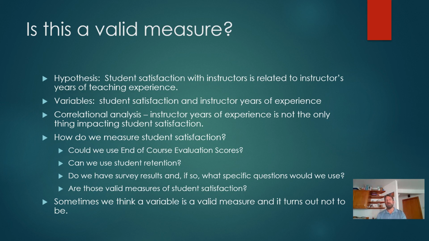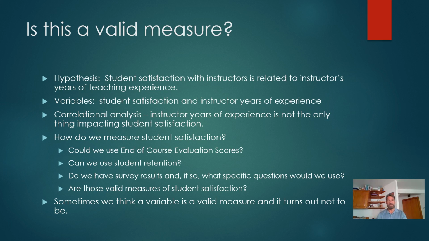Now those two variables look pretty clear, but in fact the instructor years of experience, while it is a numeric variable and it is pretty clear, the student satisfaction is not clear. There are many different ways we could identify student satisfaction and many different ways we can define it. And that really comes down to researcher judgment about how that's done. It can be done however the researcher chooses to. It just needs to be clearly defined in the methodology section. So we're going to run a correlational analysis, and we're going to determine if instructor years of experience is the only thing impacting student satisfaction.